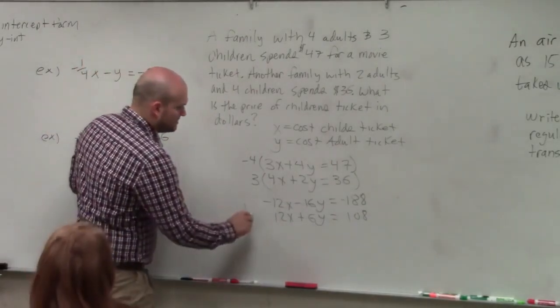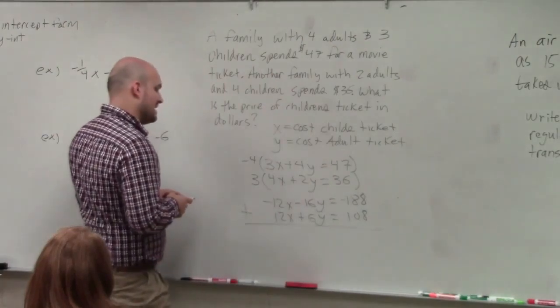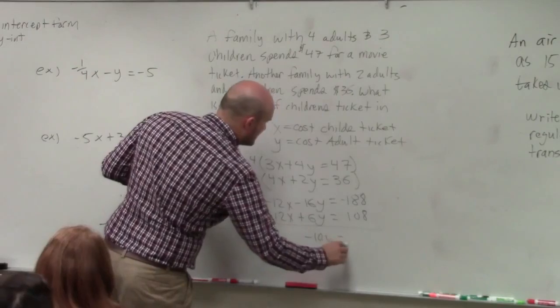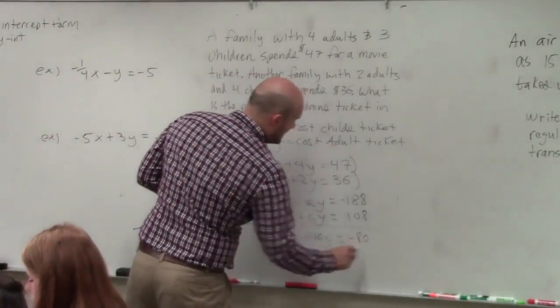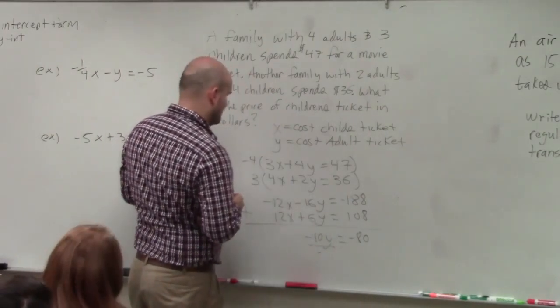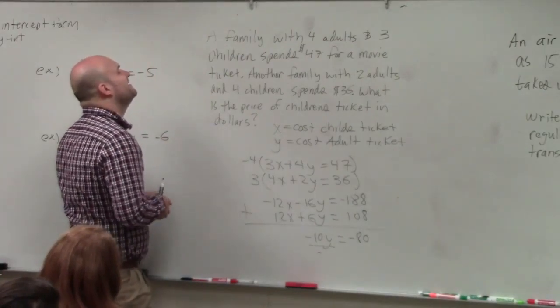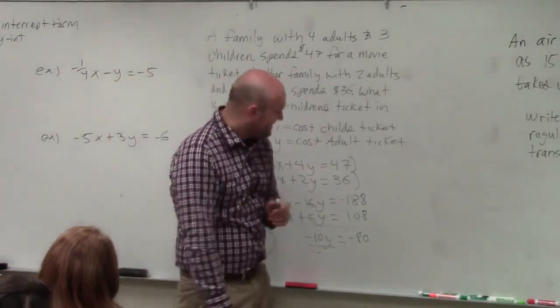Now, since I have multiplied them, I can add my 2 equations, and I end up getting negative 10y is equal to negative 80 divided by, oops, what am I doing? Oh my God, I'm solving for y.